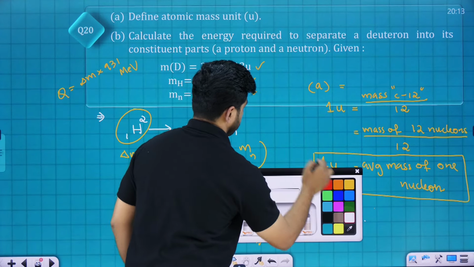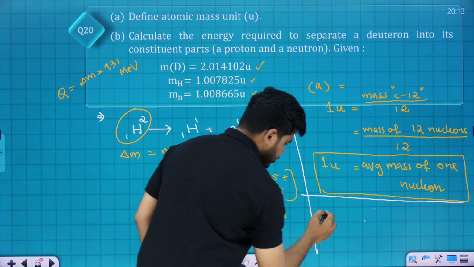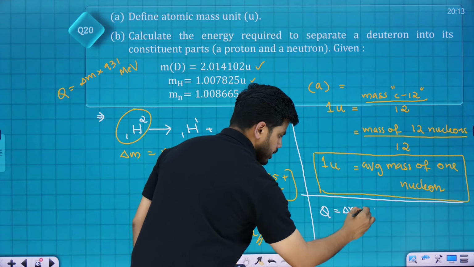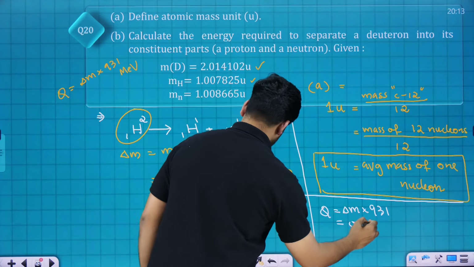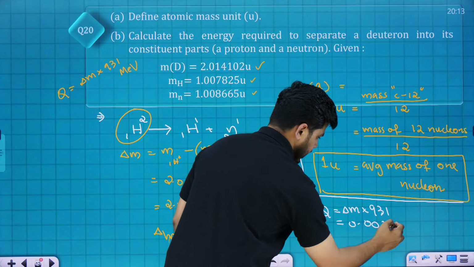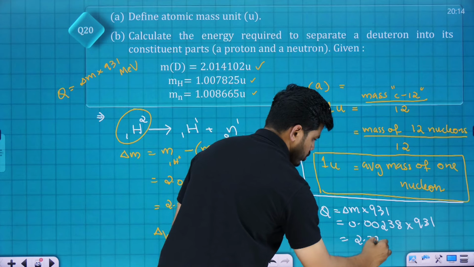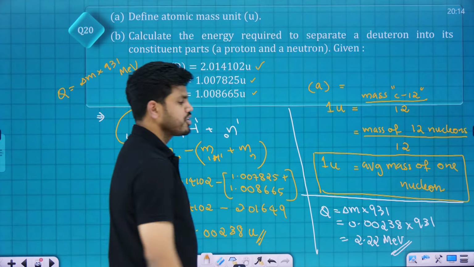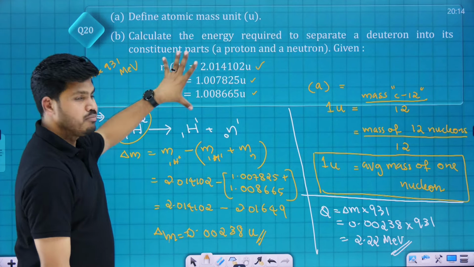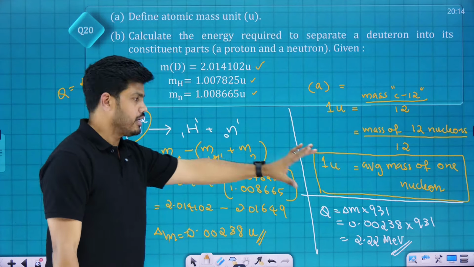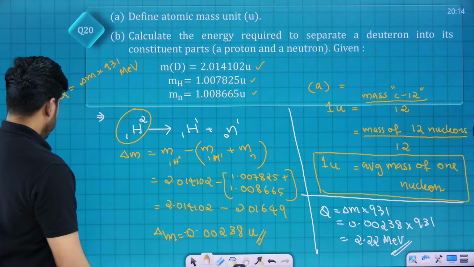Now, if you want to find the energy required, energy required Q is equal to delta M into 931 in mega electron volt. So just multiply 0.00238 into 931 MeV, and that is going to be approximately 2.22 mega electron volt. That is the energy required to split one deuteron into one proton and one neutron. Same concept, delta M into 931, correct? Delta M is the difference between the masses of products and reactants.